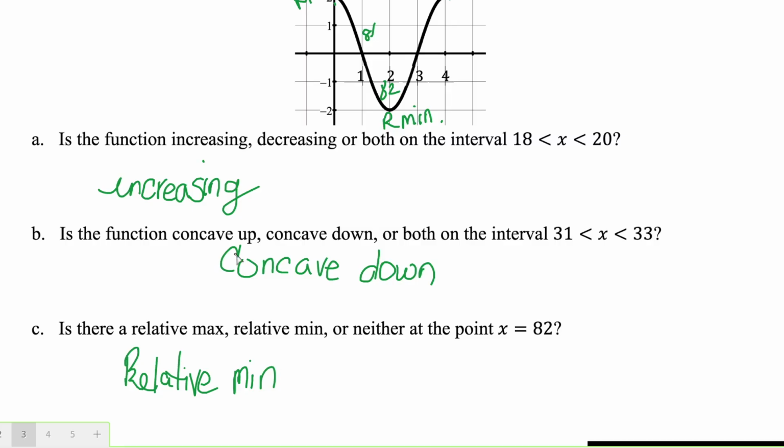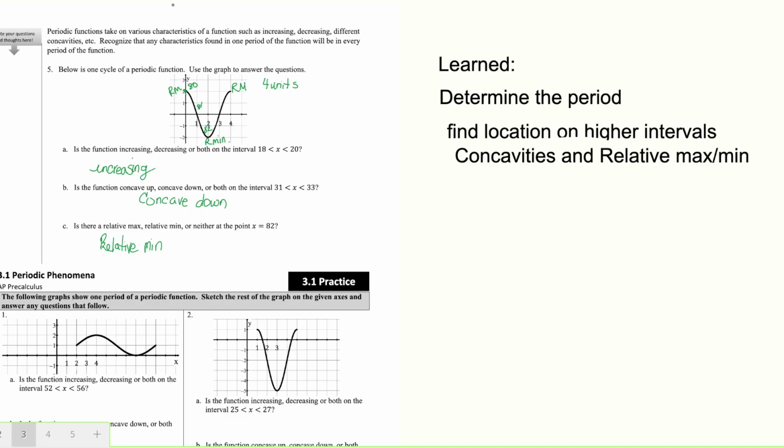All right, guys, and that's it for 3.1. And in 3.1, you should know how to determine the period and find the location on that graph for higher intervals or even lower ones, but on intervals that are not seen on the graph, and also understanding concavities and relative maximums and minimums within the graph for those locations as well.